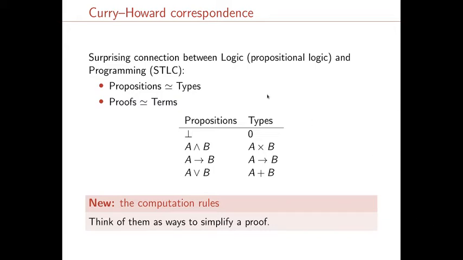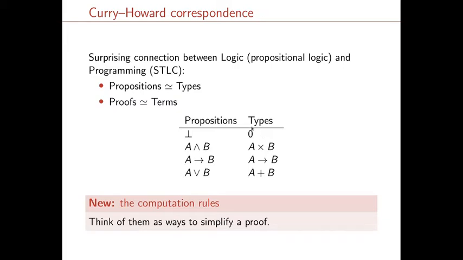Think of it this way. The types that you have seen so far, think of them as propositions, and the terms that you have seen, think of them as proofs, as inference rules. Specifically, I would like you to understand the following analogy.